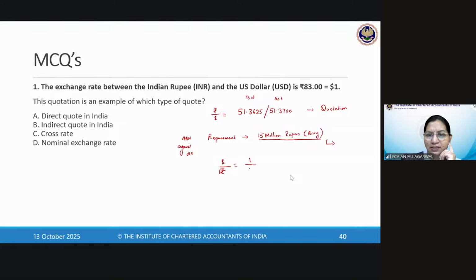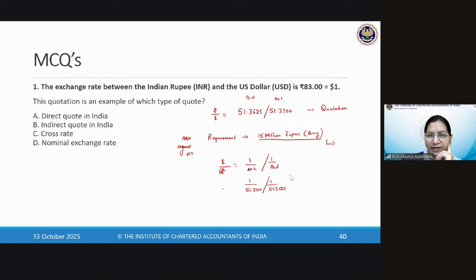1 by ask, oblique 1 by bid. Okay, agree? Yes, ma'am. Here I am doing a mistake. So 1 upon 51.3700. This will be a smaller number. When the denominator is higher, then only the number will be smaller, right? Yes, ma'am. 1 upon 51.3625.